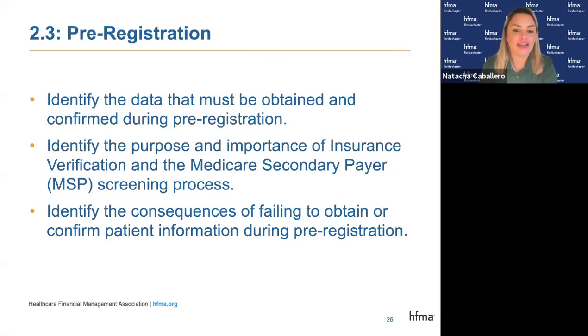And coming up on our last section, 2.3, we're going to talk a little bit more about pre-registration, and specifically the purpose and process of pre-registration, information collected during this part of the process, consequences that an organization may experience due to inaccurate or incorrect patient information, as well as an overview of the Medicare secondary payer screening process.